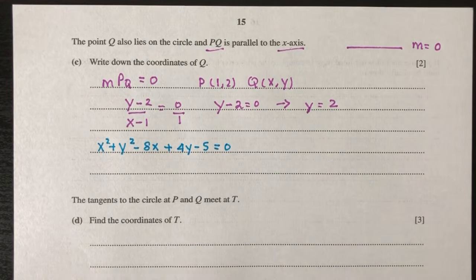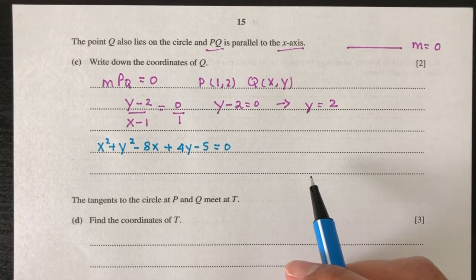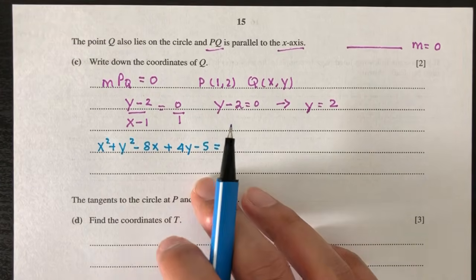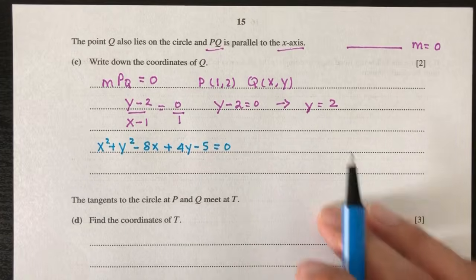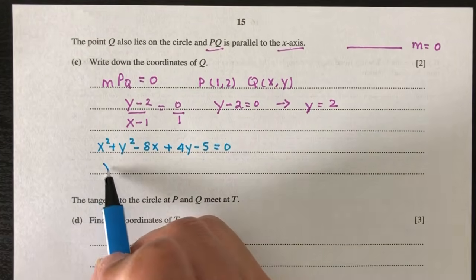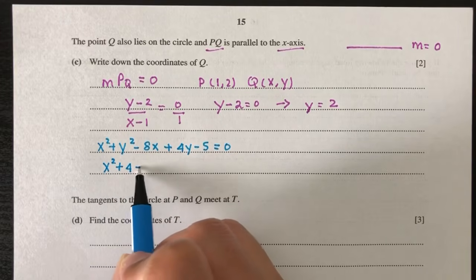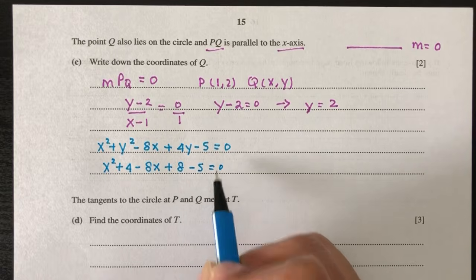What you can do is, let's just use this one. It's much simpler to understand by using the equation, because if you were to think logically, it can be kind of tough to understand as we don't have a drawing. But let's just do this by equation. Value of y is 2. You will have x squared plus 4 minus 8x plus 8 minus 5 equal to 0.